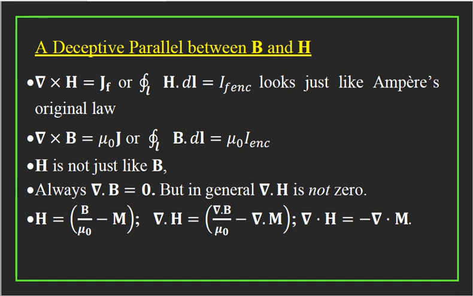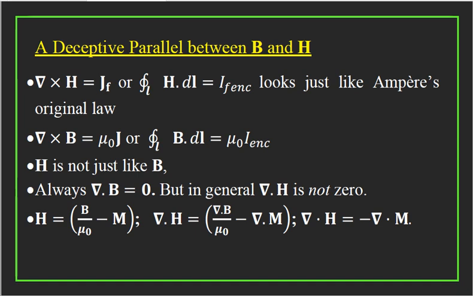The magnetic field B and the auxiliary field H, which was introduced in the last class, can be incorporated in Ampere's law. In the modified form of Ampere's law for materials, it is del cross H equal to Jf, or in integral form, closed line integral H dot dl is equal to If enclosed. Here Jf is the free current density and If enclosed is the free current enclosed by the Amperian loop. In the original version of Ampere's law, in differential form it is del cross B equal to mu 0 J, and in integral form it is closed line integral B dot dl equal to mu 0 I enclosed.